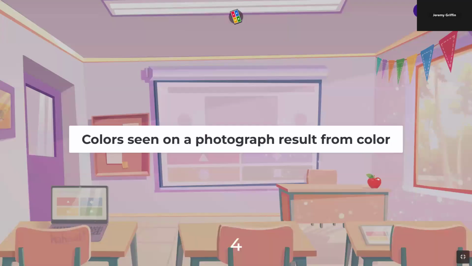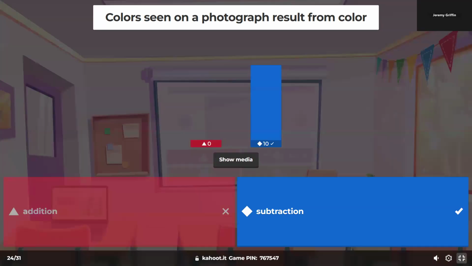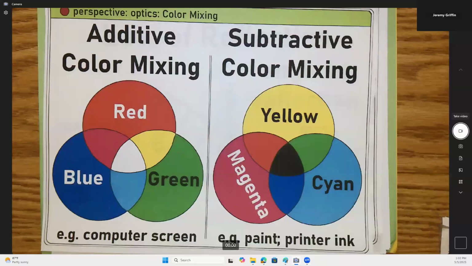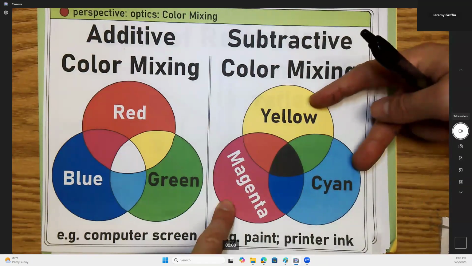All right. How about colors on a photograph or your ink printer? What's that? Yeah, color subtraction. Oh, everybody get it. Color subtraction. Okay. When you buy ink for your color printer, you can buy black ink by itself. But what about the colors? Guys, what are the only three colors you have besides the black? Yeah, yellow, magenta, cyan.